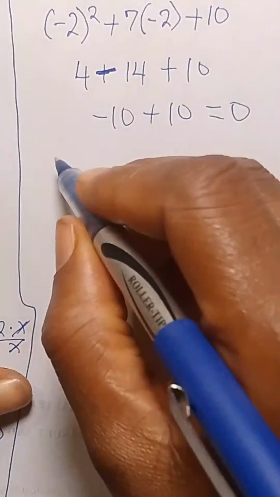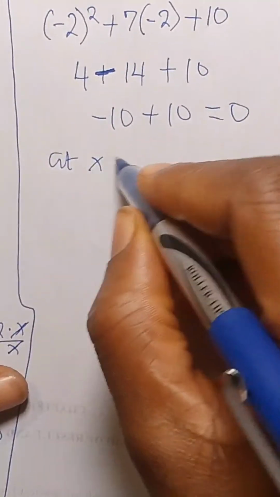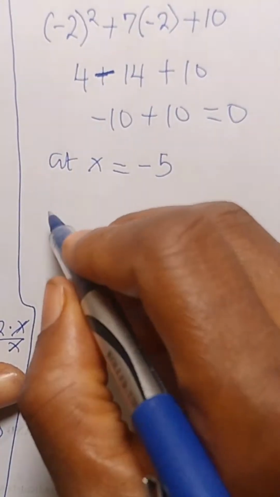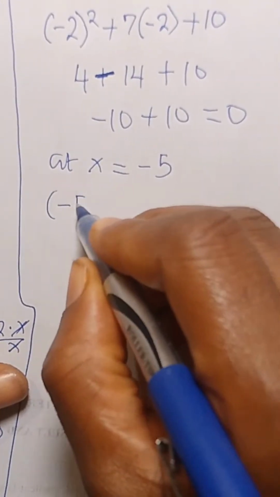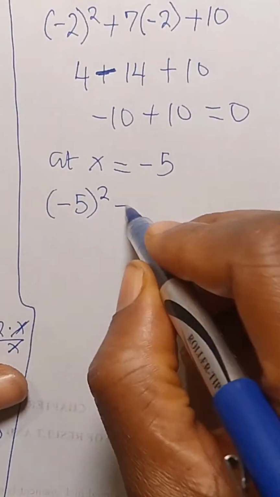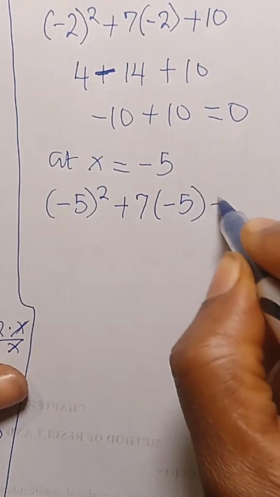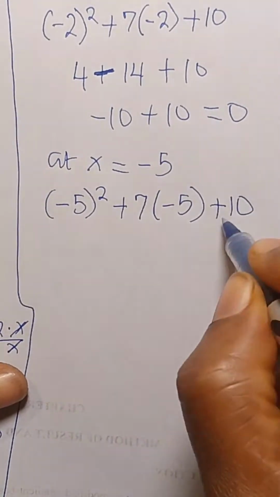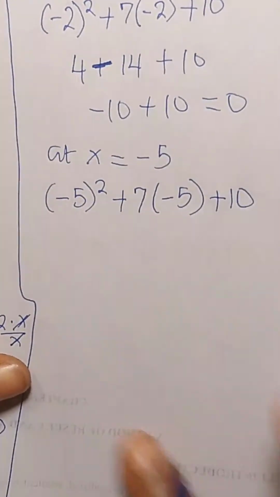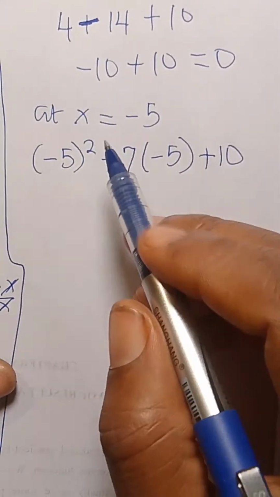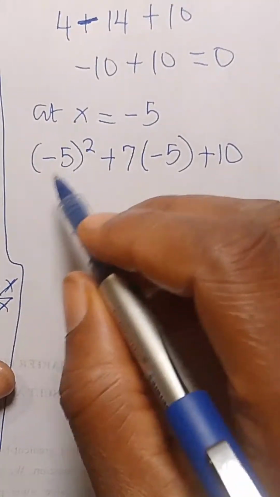Okay. So we also solve at x equal to minus 5. All right. We have x squared there, so x squared is minus 5 squared, plus 7 brackets minus 5, plus 10. We want to know whether if we solve this, we are going to get 0. That is what we are doing. We are trying to show that our solutions are correct. We are checking to know if we are right.